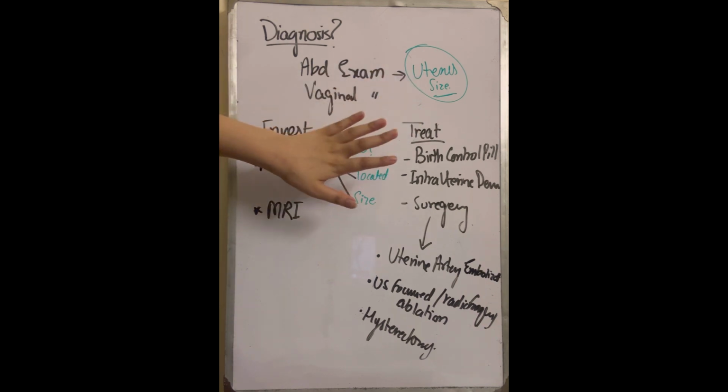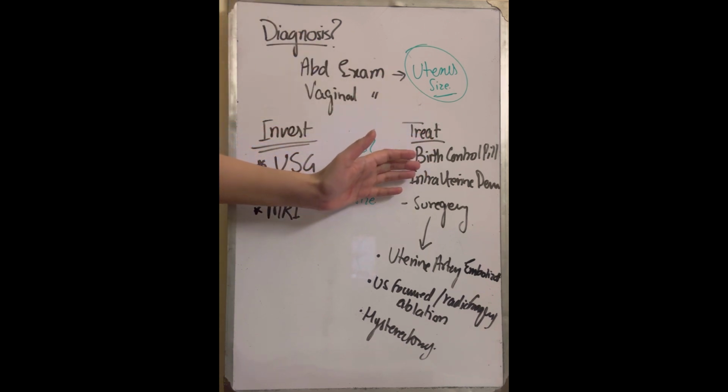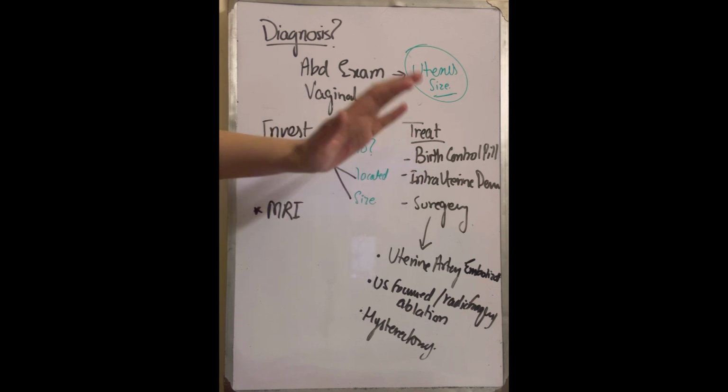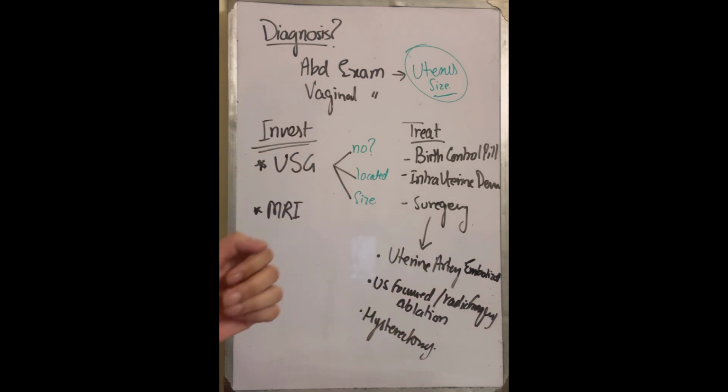Now, is the fibroid treatable or not? Fibroid is 100% treatable. You can control it with the birth control pills or the intrauterine device. But obviously, it is a thing that is producing pressure effects, and it is a pathology. So we can remove it through surgical methods.